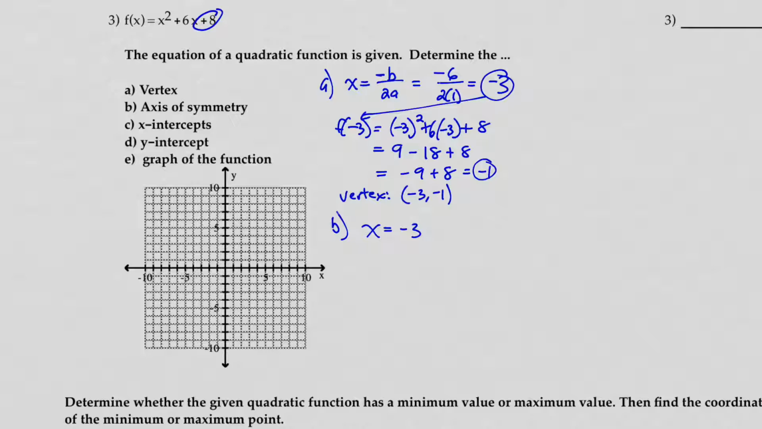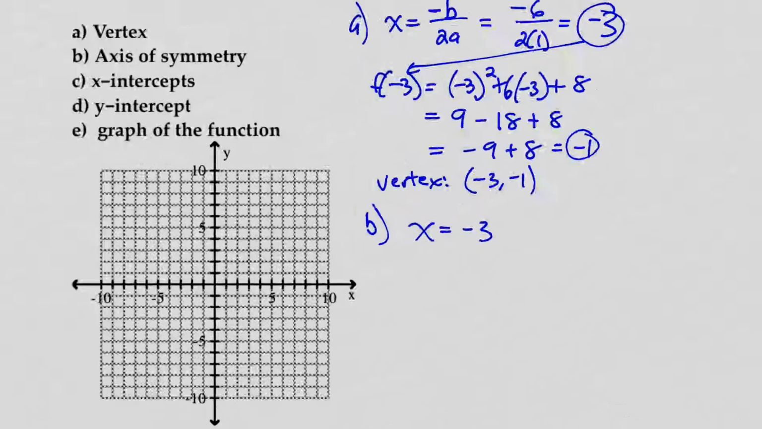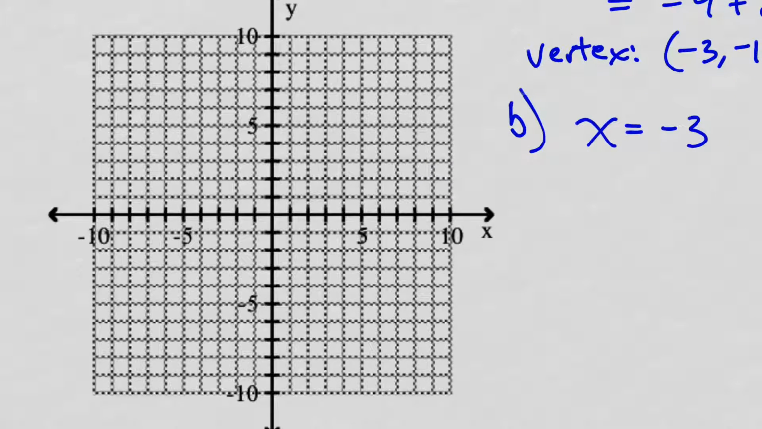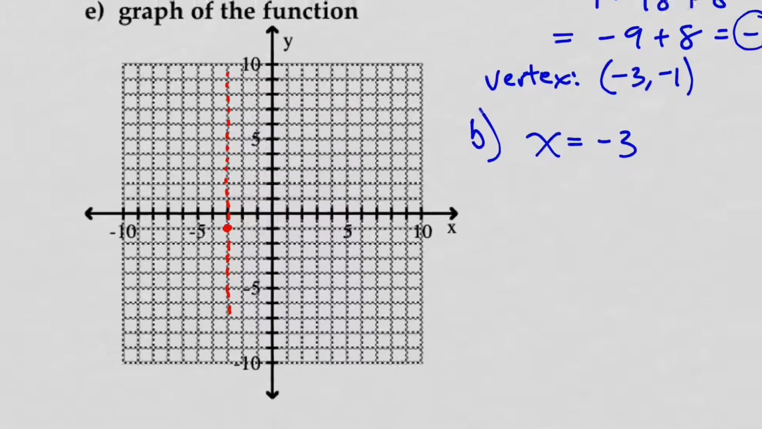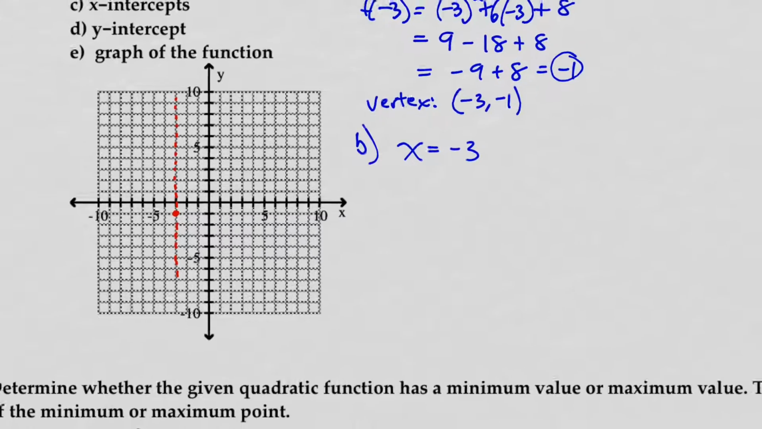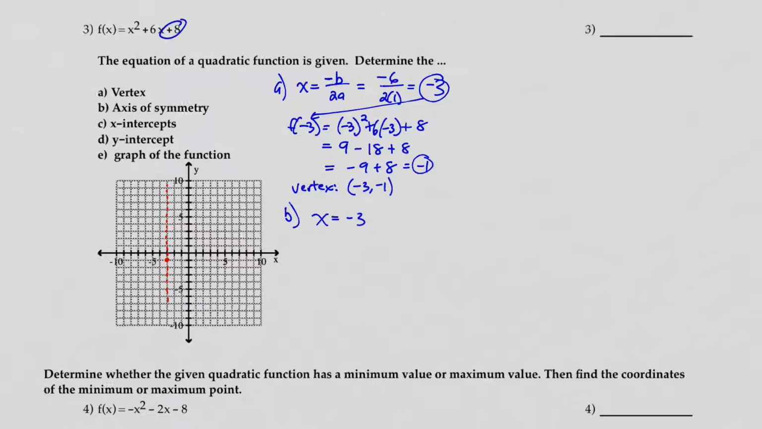Now, if you want to start plotting stuff, you can. So we're going to take the vertex as -3, -1, which is right there. And we can do a nice axis of symmetry. Now we need the x-intercepts.